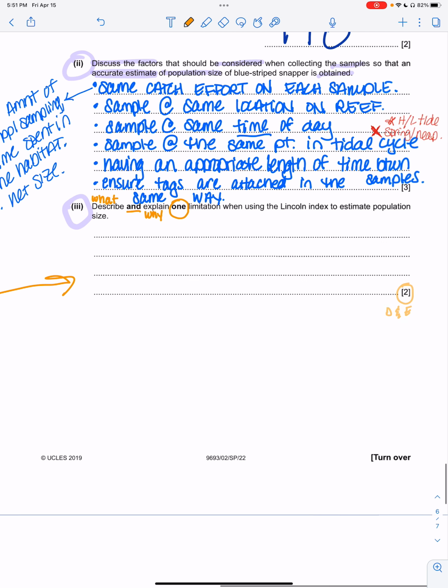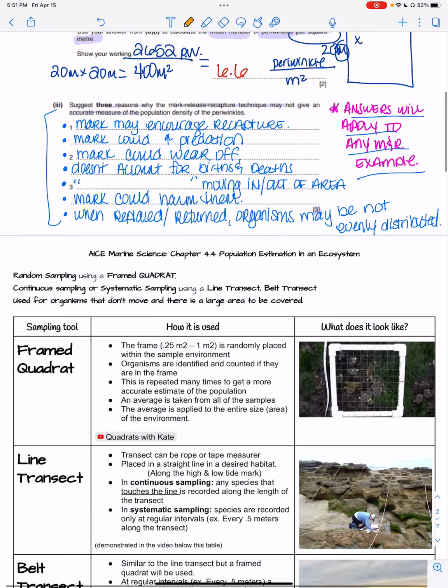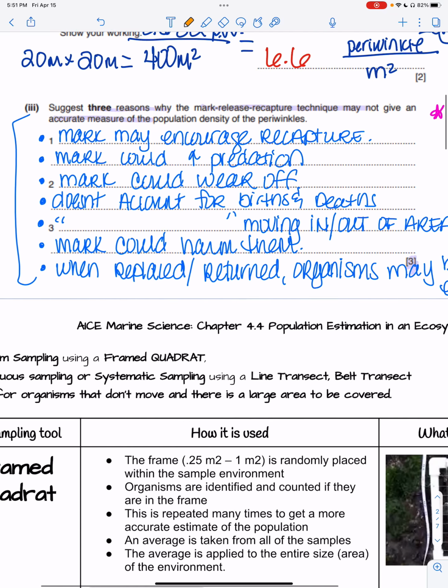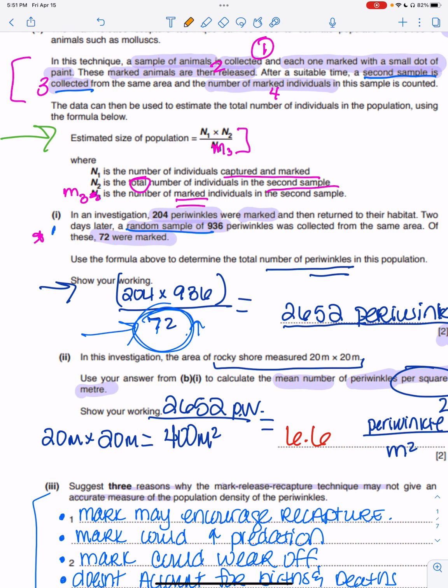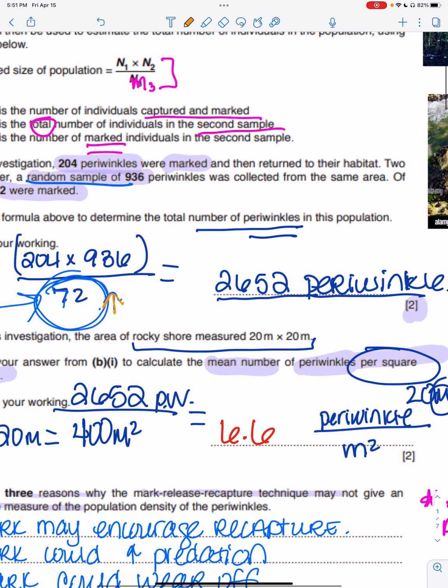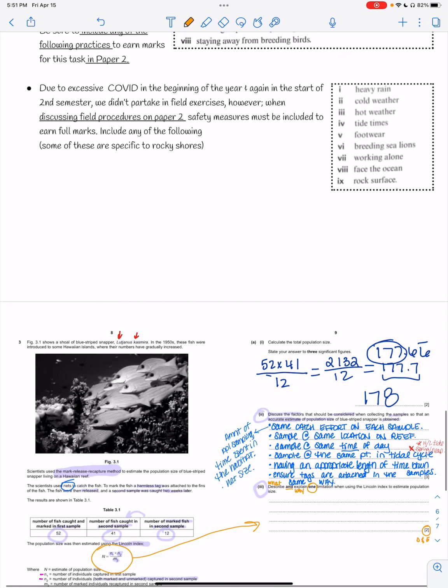One limit to using the Lincoln Index to estimate population size. And if we go back to what we wrote up here, okay, it could encourage recapture. Again, that means our eyes are looking more at the ones that are marked the second time, so that would make this number increase. You divide by a bigger number, so this ends up going to be smaller. Our actual population size is going to be much smaller. That right there is one of the limits.